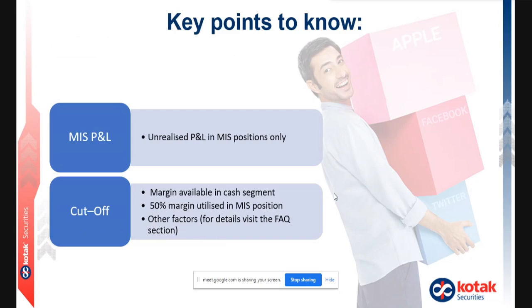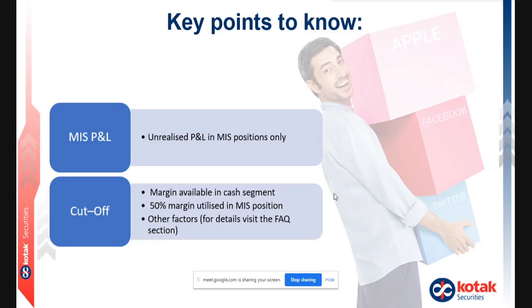So basically these are the 2 main key points you should know: what is the unrealized PNL at a time in MIS positions. During the day you came at 9:30, you started trading, and you created positions in MIS. Now what you have to do is compare your unrealized loss of your overall MIS positions with the cutoff value. So cutoff value is dependent on various factors.